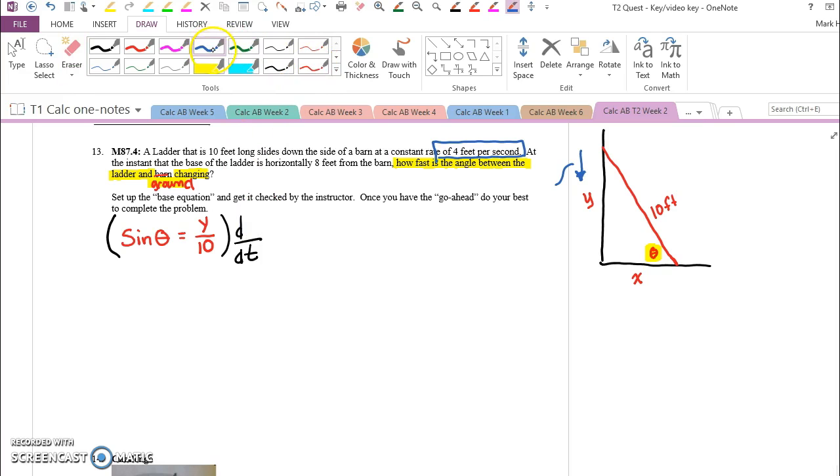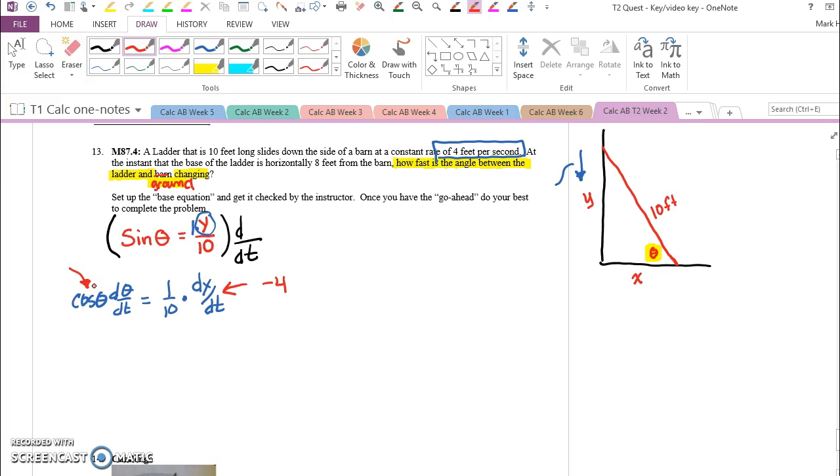So now we'll go ahead and take the derivative of each term with respect to time. And on the left, we have cosine of theta, d theta dt, equals 1/10, because 1 over 10 is just a constant, times the derivative of y, which is dy dt. So now we can start plugging in everything we know. This was given as -4.